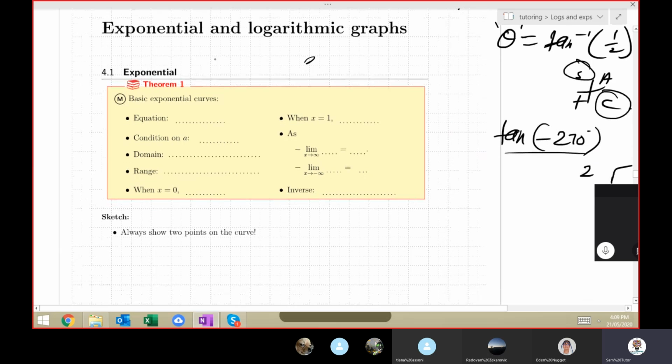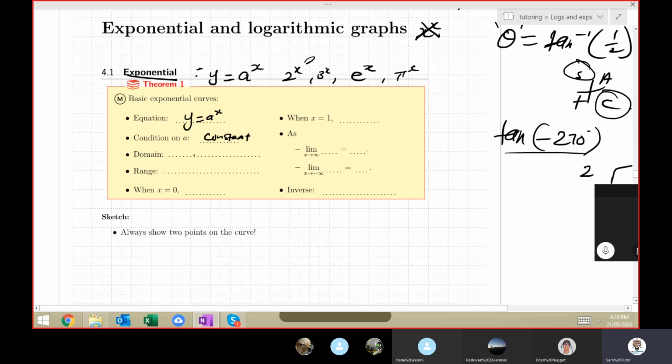So let's just have a quick look at one. Exponentials. Exponential graphs are in the form of y is equal to any number to the power of x. So it could be 2 to the x, 3 to the x, e to the x, and so on. Those are all exponentials. Your basic exponential curves have the equation y equals a to the x. The condition on a is that it has to be a constant. So even e is a constant, just like pi is. X is your variable, so a has to be a constant. What that means is you can't have x to the x.